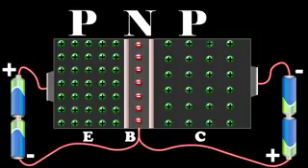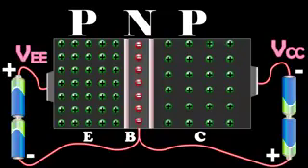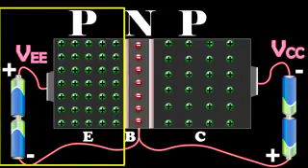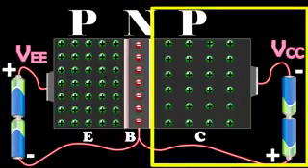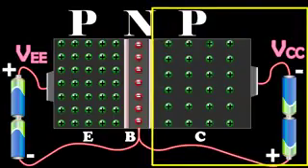At each junction, there is a depletion region which gives rise to a potential barrier. The external biasing of the junction is provided by the batteries VEE and VCC as shown in the diagram. The emitter base junction is forward biased and the collector base junction is reverse biased.